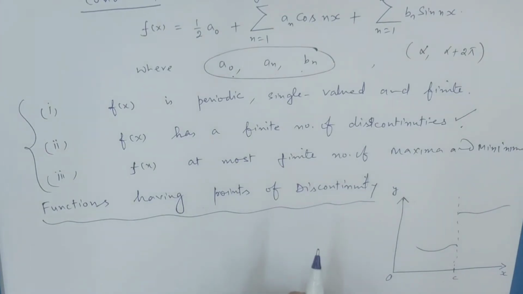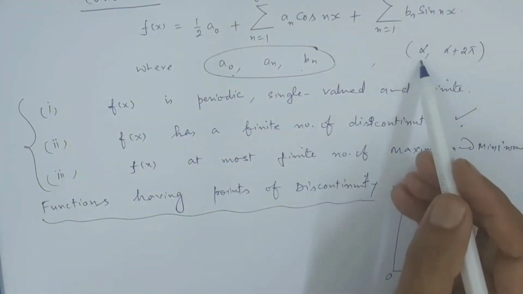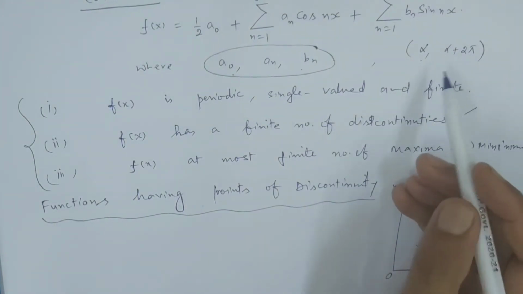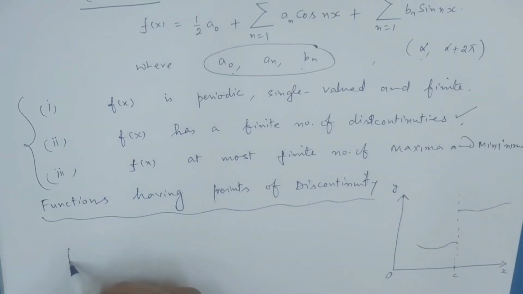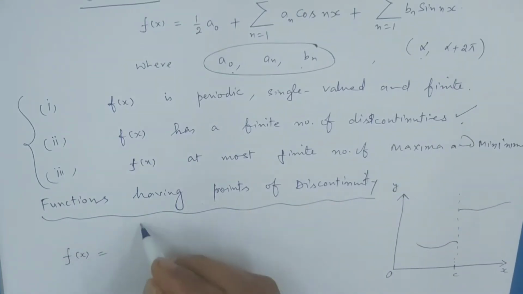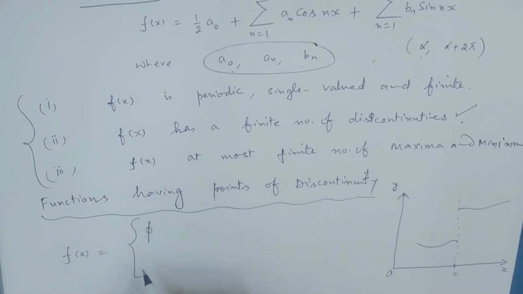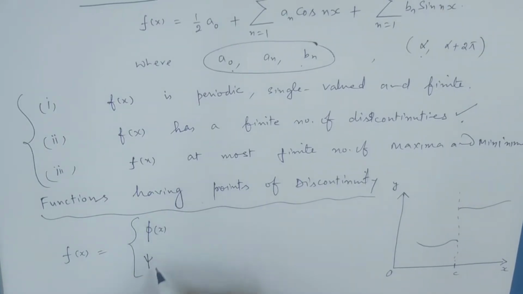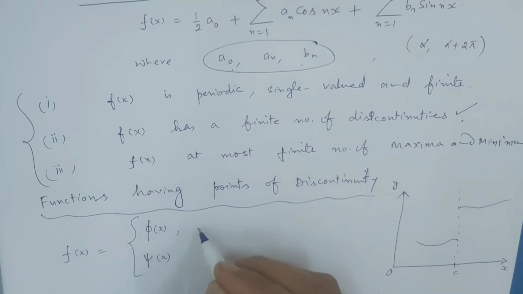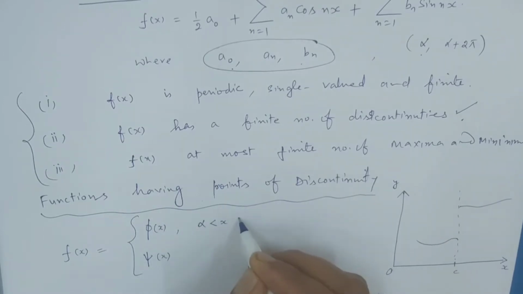For instance, if in the interval alpha to alpha plus 2 pi f of x is defined, let us take f of x is defined as phi and psi, functions of x. Here is alpha less than x less than c.